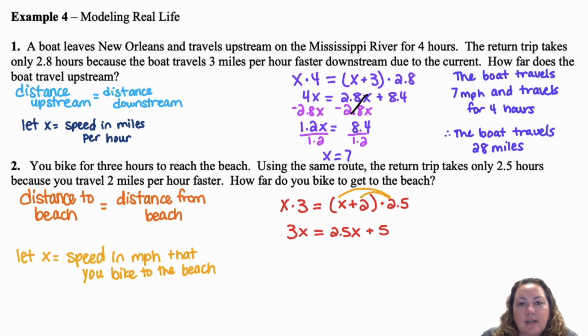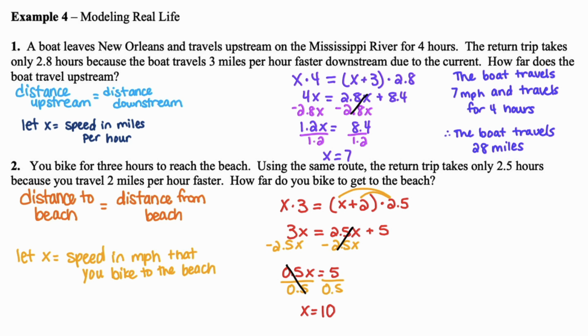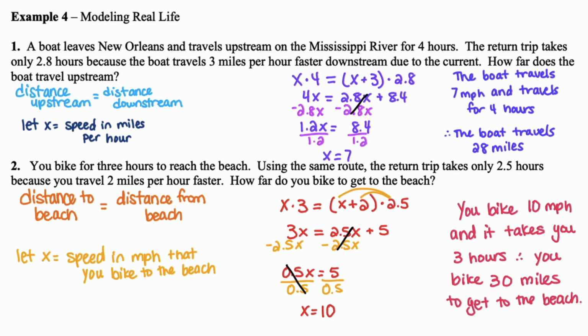And then I'm going to try to get the x's on the same side by subtracting 2.5x on both sides. That's going to eliminate. I'm going to get 0.5x equals 5. Divide by 0.5, and I get x equals 10. So x was the miles per hour on the way to the beach. It took you 3 hours to get to the beach. So the distance must be 30 miles to get to the beach because 10 times 3 is 30.